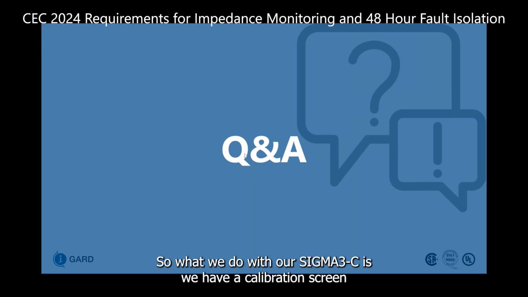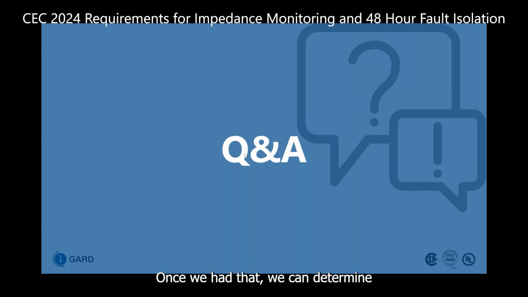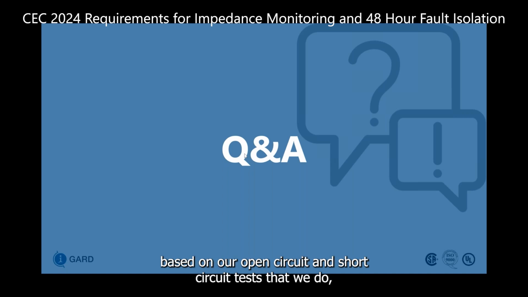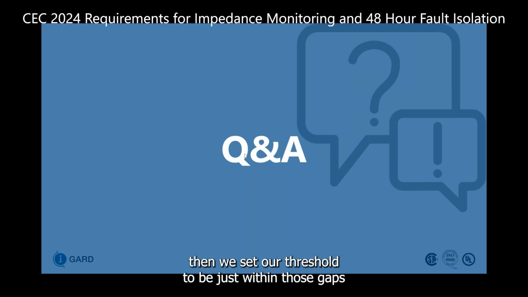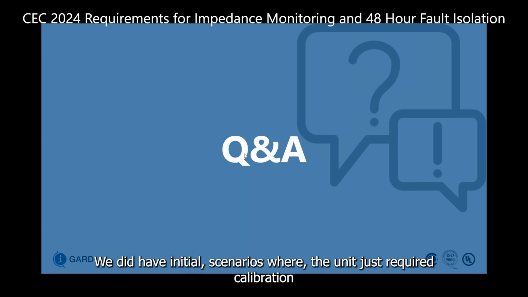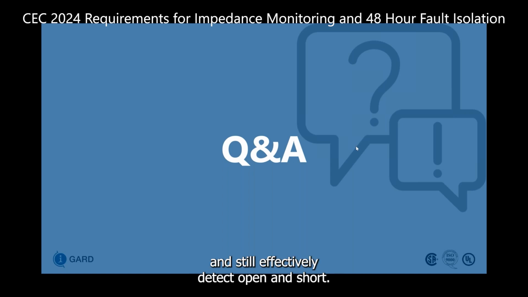What we do with our SIGMA3-C is we have a calibration screen which allows us to get metrics on the conductance in the system. Once we have that, we can determine how we're going to set our open circuit and short circuit thresholds, based on the open circuit and short circuit tests that we do to see what the conductance drops to and increases to in both of those tests. Once we have that information, we set our thresholds to be just within those gaps so that we can still effectively monitor for open and short circuit. We did have initial scenarios where the unit just required calibration. Initially it may go into NGR alarm, but with calibration, we can clear those and still effectively detect open and short.